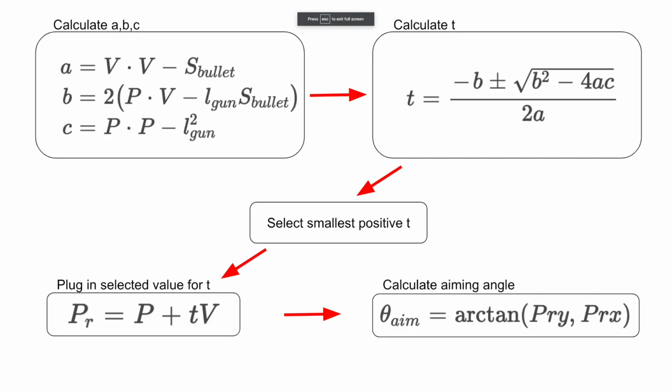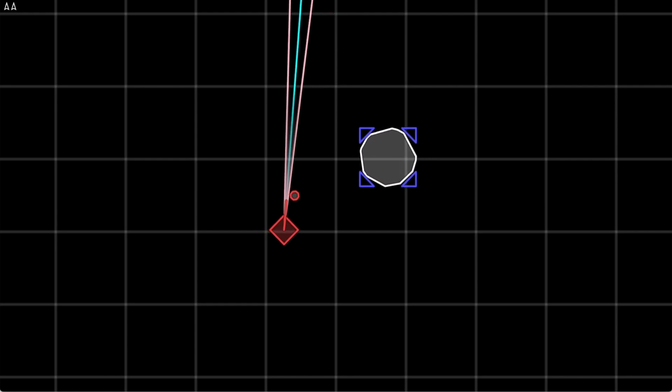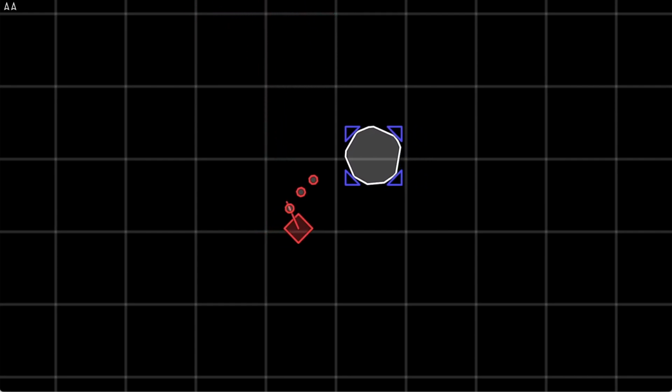Okay, to summarize all that, we need to calculate ABC. Use those values to calculate the t values, where the bullet center will cross the target center. Select the smallest positive t, plug that t into our relative position equation, and finally calculate the aiming angle using arctan. I went ahead and added the math to my game, and set the precision to 0.1 radians for now.